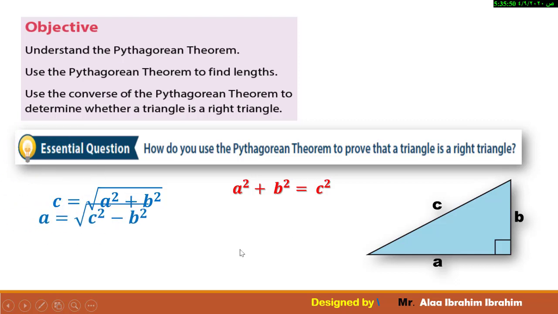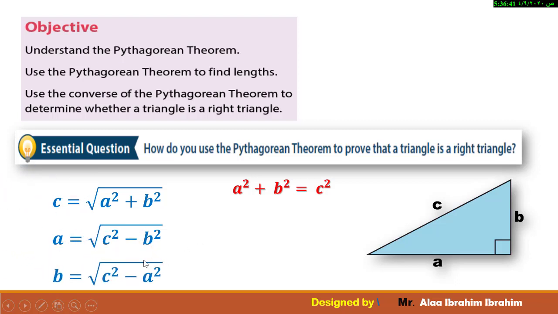Now we're going to something else. How to find a or b? If I need one of these two legs, I have to subtract. To find the leg, take the hypotenuse power 2 minus the side power 2. Okay?